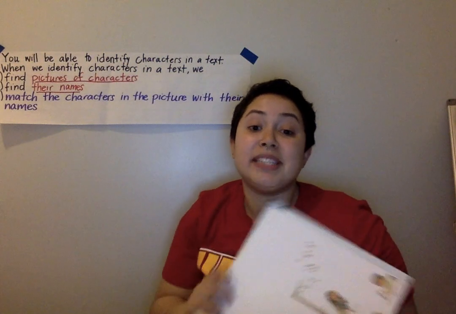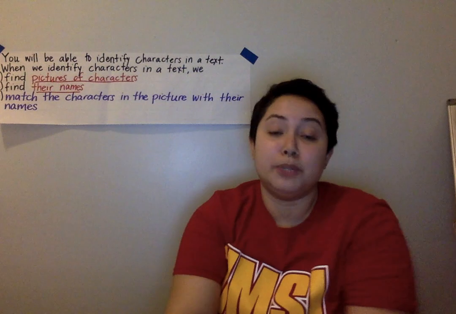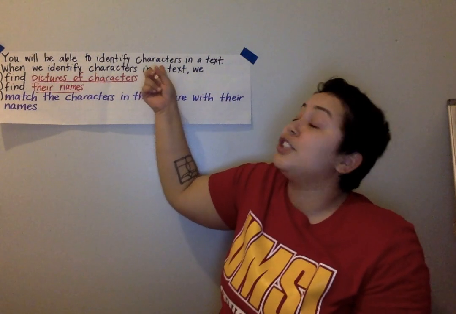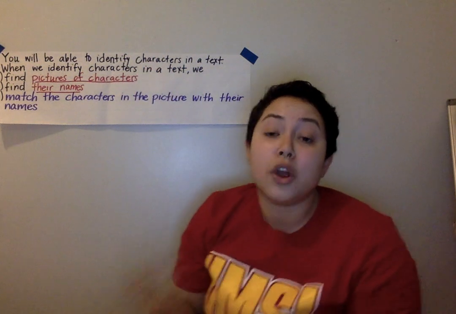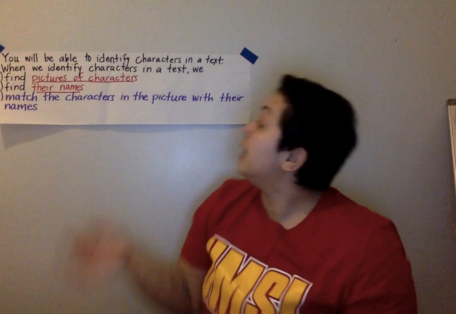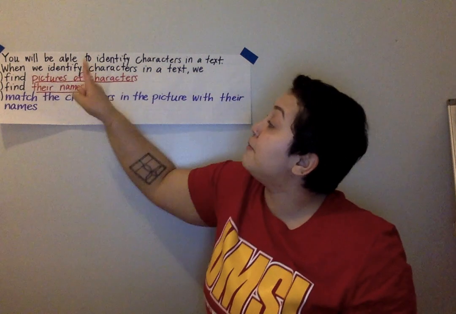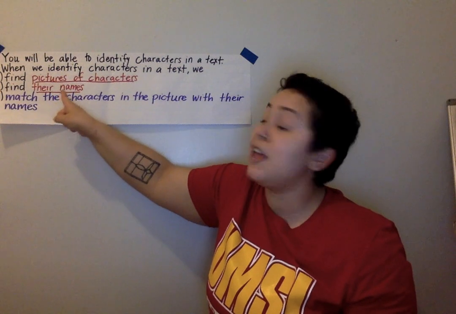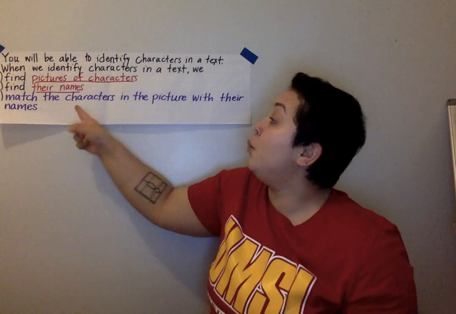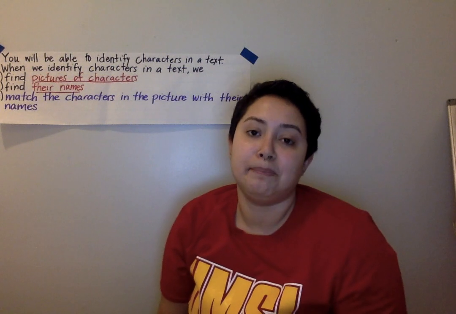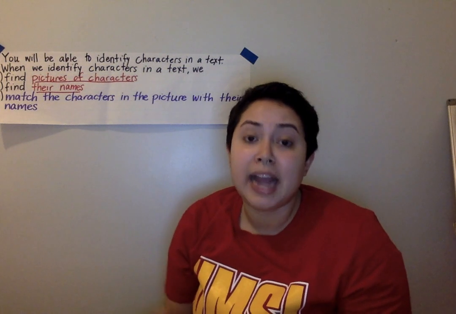Now, I'm going to stop the text right here, and we'll finish the book tomorrow. Remember, during this lesson, you identified characters in a text. Those are the animals, the people who have big speaking parts. Now, the first thing we did was find pictures of the characters. The next thing we did was find their names. Finally, we matched the characters in the picture with their name. Now, you can grab a book at home and do the same thing.